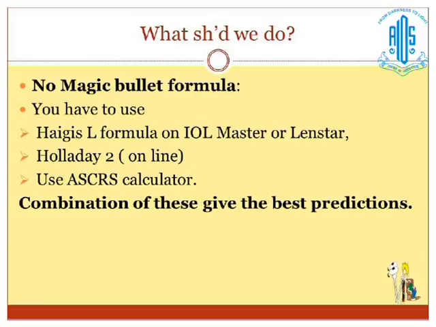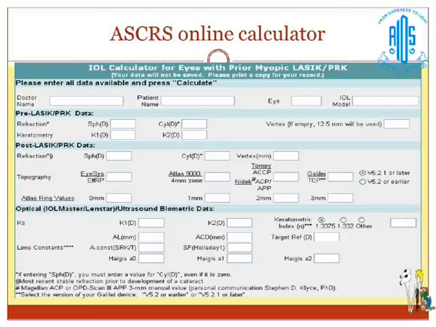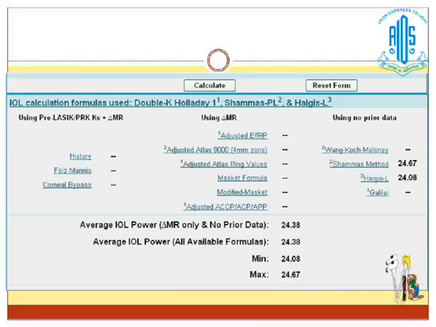We have to use the Haigis-L formula on IOLMaster or Lenstar, and the Holladay formula online. You can use the ASCRS calculator, and the double-K Holladay formula, which is also available online on the ASCRS website. Calculate all of them and get a rough idea of the best possible reading. Feed in the pre-LASIK data and post-LASIK data available with you, and the existing biometry data from the IOLMaster or whichever biometry you are using, and you can calculate accordingly.